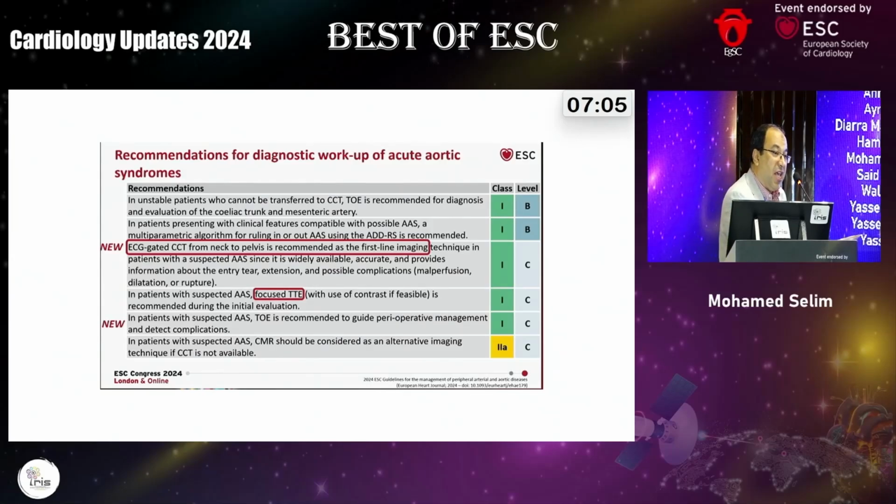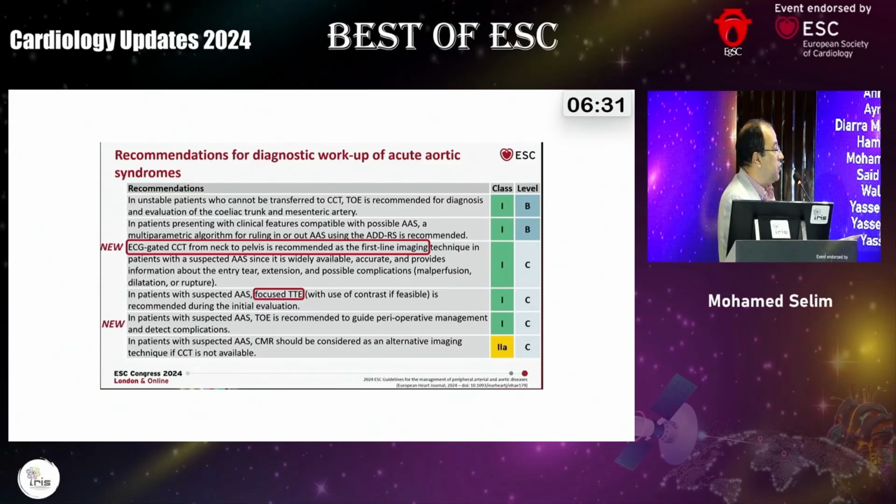These are the new recommendations in acute aortic syndrome: the ECG-gated CT from neck to pelvis, as I have just mentioned, the focused transthoracic echo, and also the recommendation in patients with suspected acute aortic syndrome for transesophageal echo for 3 reasons. One is to guide perioperative management. The second is to detect complications.